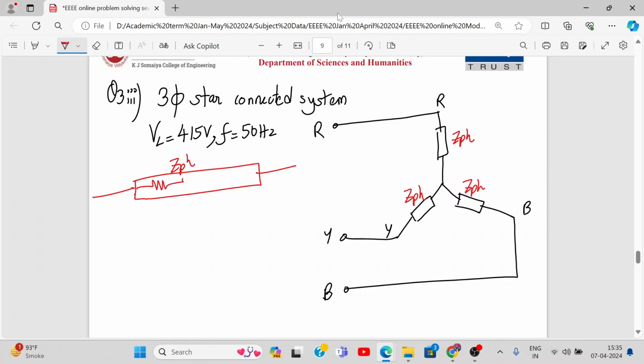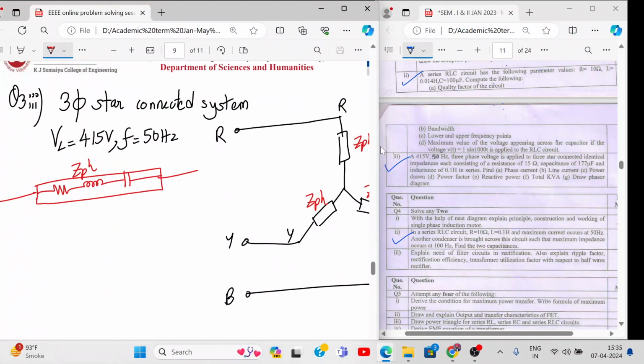This circuit is made of R, L and C, so I have to find Z phase. It doesn't matter what you have, RL or a resistor also. Now we have to calculate Z phase. So tell me, what is the resistance, the inductance, and the capacitance?